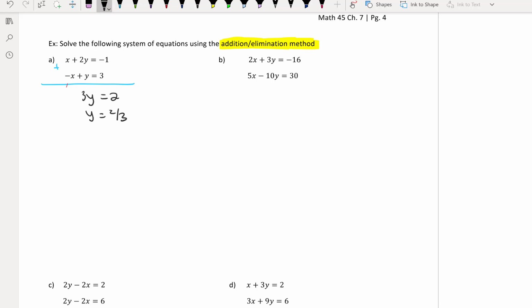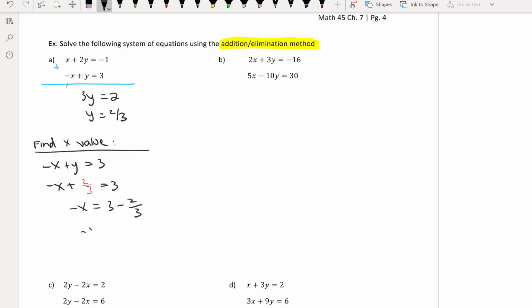So now that I have that, now I'm going to plug that in to get my x value. And I find my x value by using my y value that I just found. So I'm going to use, doesn't matter, but I'm going to use the second equation. So negative x plus y is equal to 3. So I have negative x plus that y value I just found was 2/3. And this is equal to positive 3. So negative x is equal to 3 minus my 2/3.